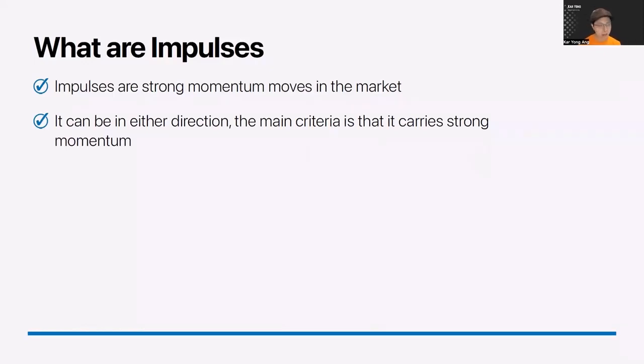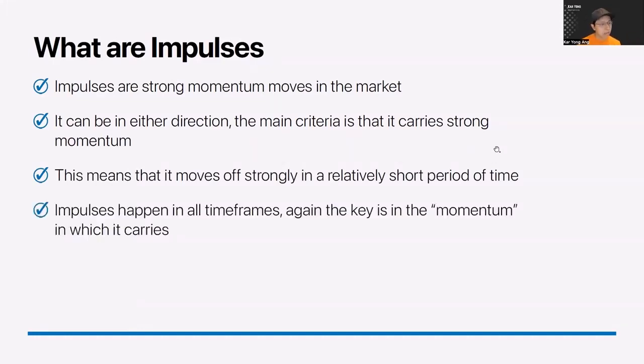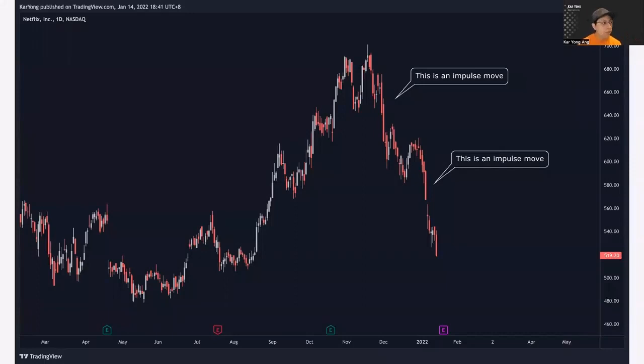If it's going fast, it's an impulse. All right. So today I'm going to show you some examples of it based on different assets. This asset here is Netflix. Netflix is essentially a US stock. This is a daily chart. It can be applied as well.